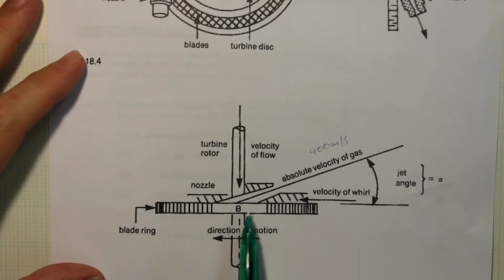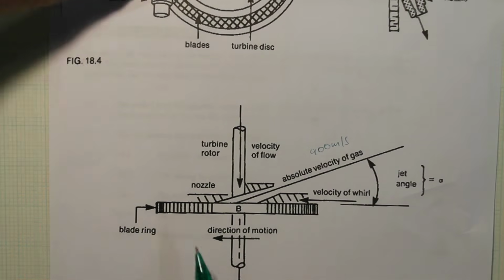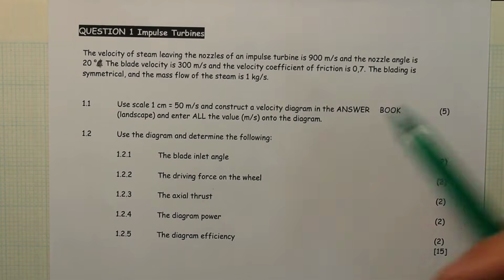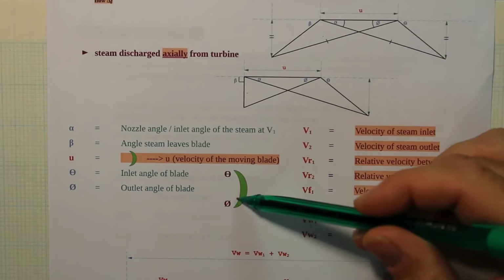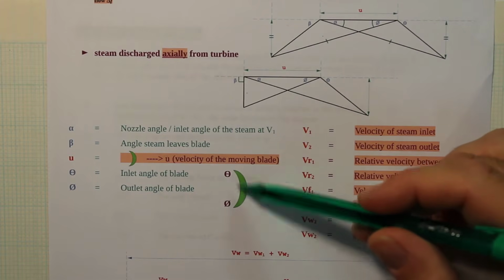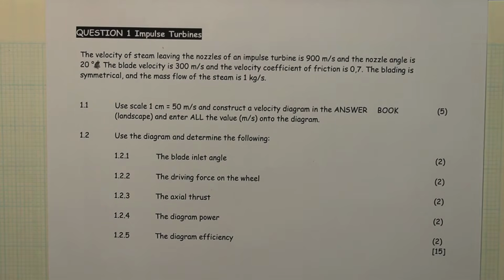If you look at the diagram again, what is the blade velocity? It's these blades that are spinning, at 300 meters per second. And it says the velocity coefficient of friction is 0.7. Remember, these blades have friction. So when the steam moves across the blade, this is just one of the blades, it loses some of its velocity because of friction. It comes in at a certain velocity and leaves at a slower velocity, so we have to take that into account. In the question it's 0.7.